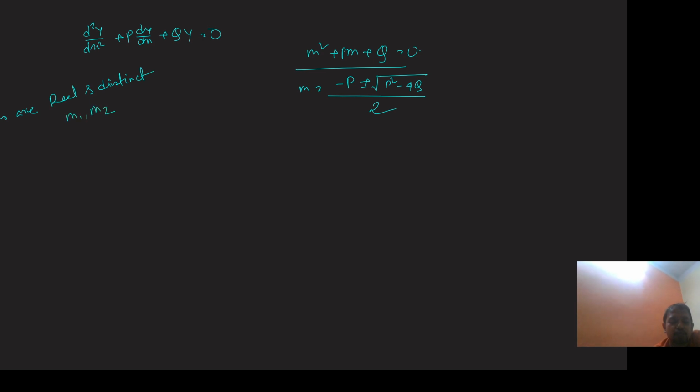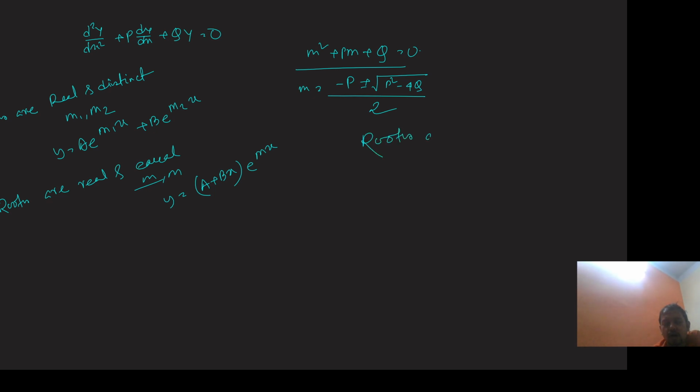That means m1, m2. The solution is y is equal to a e to the power m1 x plus b e to the power m2 x. When roots are real and equal, m and m, y is equal to a plus bx, e to the power mx. For the real and distinct case, p square minus 4q is greater than 0. Here p square minus 4q is equal to 0.